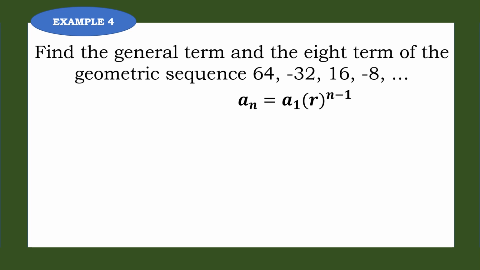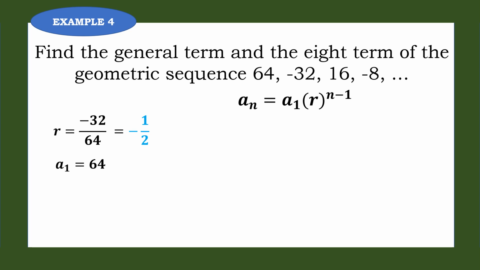Now, let us deal with another example. Find the general term and the 8th term of the geometric sequence 64, negative 32, 16, negative 8. We first find the general term, and we can do that by first identifying the common ratio. The common ratio can be obtained by dividing the second term by the first term. So we have r equals negative 32 over 64. So the common ratio in lowest term is negative 1/2. Now, the first term is equal to 64.